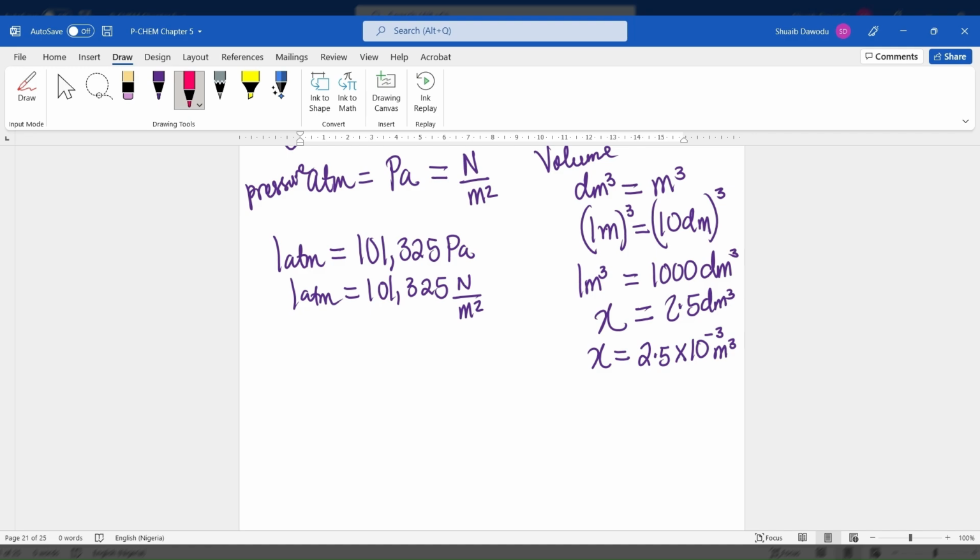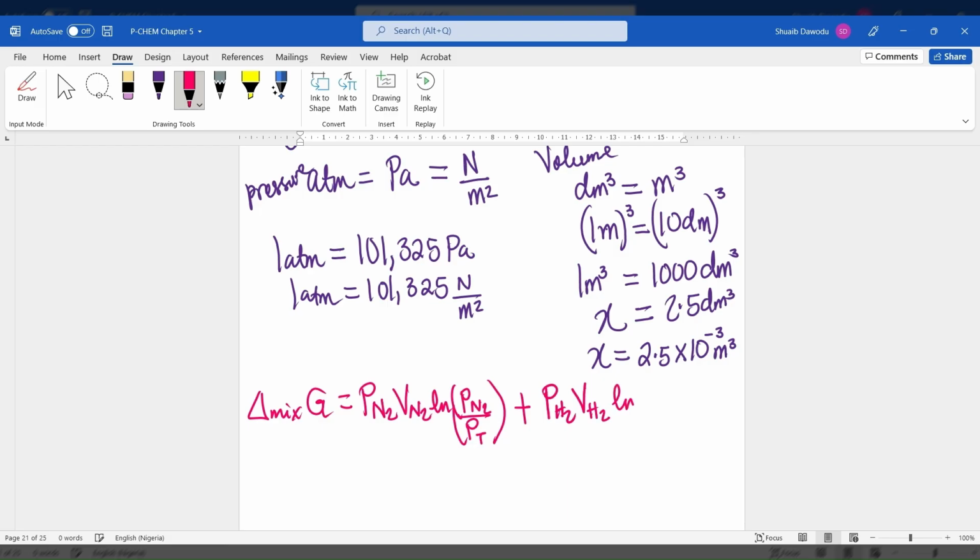Again, let me rewrite what we have. We have the change in Gibbs energy of mixing equal to the pressure of nitrogen gas times the volume of nitrogen gas, ln of P of nitrogen gas divided by P total, plus the pressure of hydrogen gas multiplied by the volume of hydrogen gas, ln of P of hydrogen gas divided by the total pressure. So you have that. Let's simply substitute.